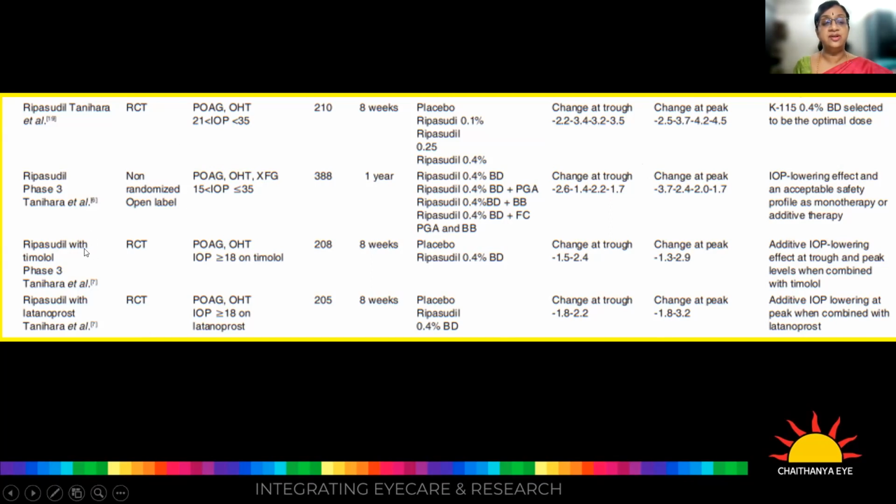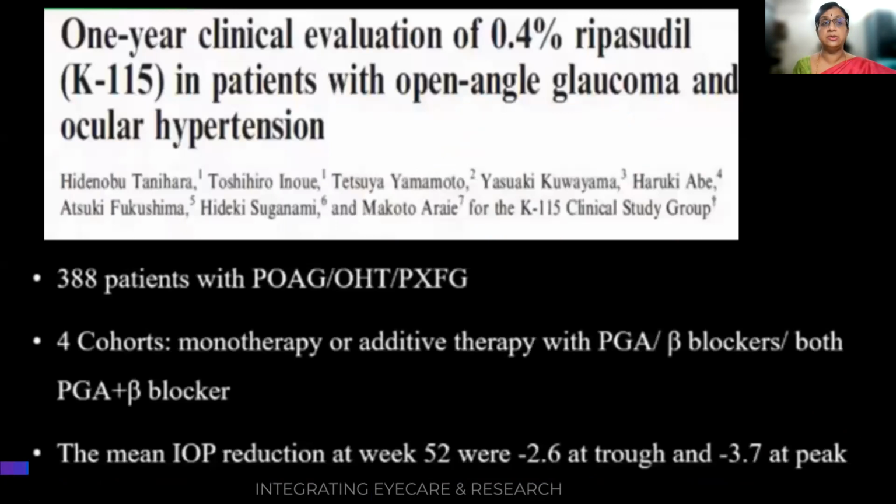Regarding additive therapy, you have these two trials, ripasudil with timolol and ripasudil with latanoprost, and it was found as an additive drug. The IOP lowering effect occurred at both peak and trough when combined with timolol, and when combined with latanoprost, the additive lowering effect was more at the peak. These are the 4 cohorts that I talked of: the higher reduction at peak, and the lower reduction at trough.